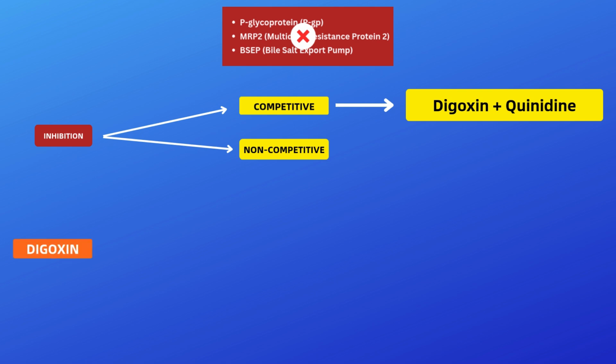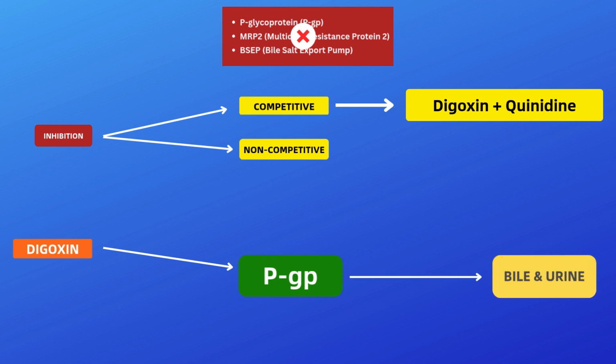Okay, digoxin, a heart medicine, normally uses the transporter P-glycoprotein to exit the body through bile and urine. Now imagine another drug, quinidine, is administered along with it. Quinidine also binds to P-glycoprotein, and both drugs compete for the same binding site. Usually, digoxin has higher affinity for P-glycoprotein, but when quinidine is present, it competes for the same site and blocks P-glycoprotein directly. So as a result, digoxin gets trapped inside the liver, re-enters the bloodstream, and accumulates to toxic levels.